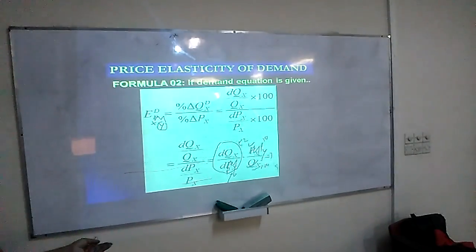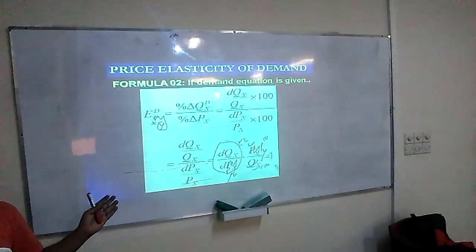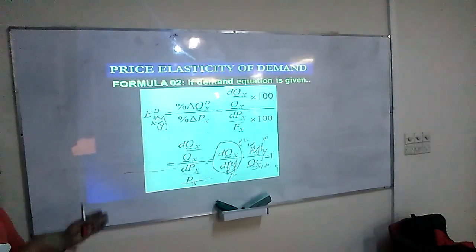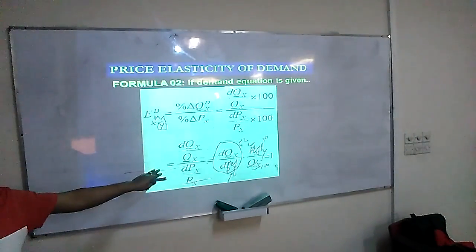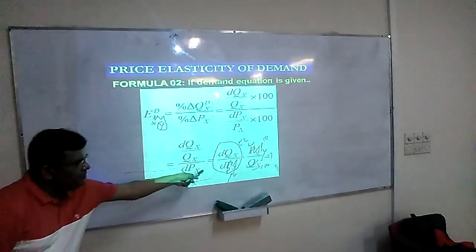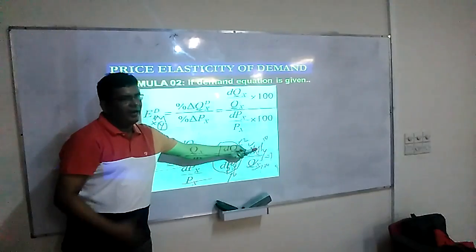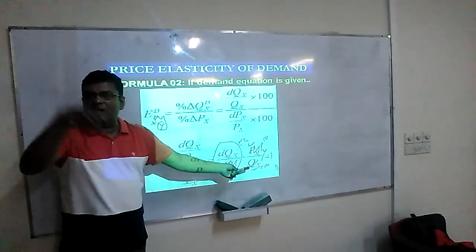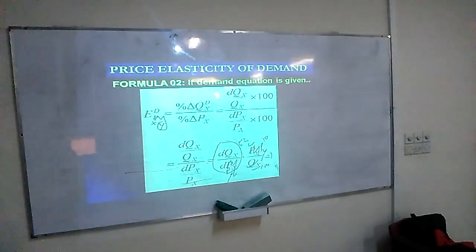So it is not that much difficult. If you have the equation, you will have the values for x, y, z, whatever it is. M, t, all the values will be there. So you will put all these values, you will find the value for Q, then put this value into the equation. So you will find the derivative from the equation. You have this value, Py or M or Px, whatever it is, and you have a value for Q. So if you put all these values, you will get the value of elasticity. So that's all.